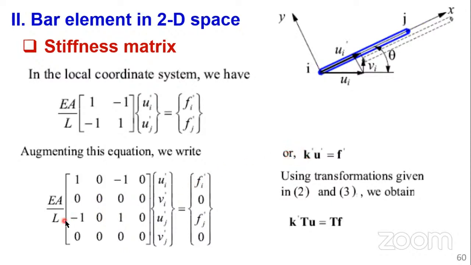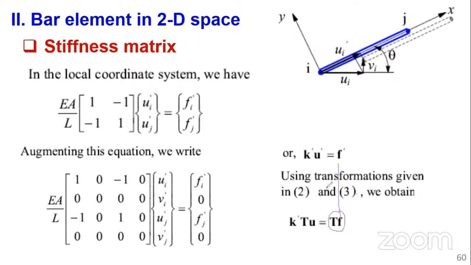So our equation can be written as K prime U prime equals F prime, which is our finite element equation. In our local coordinate system, remember to include these prime symbols. Using the transformation given in equations 2 and 3, remember we said any quantity, that is F and U, can be transformed into the global coordinate system by pre-multiplying with the transformation matrix. So F is equal to T times F prime, this was equation 3.